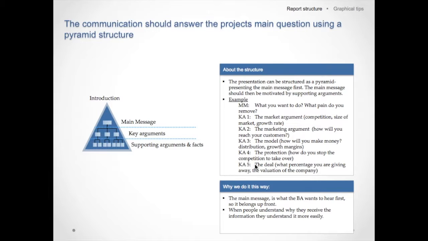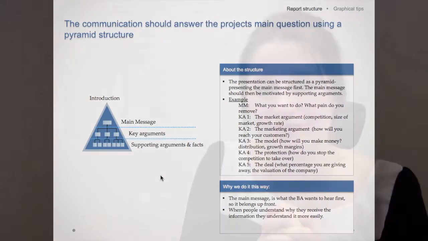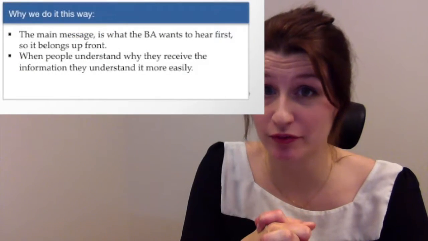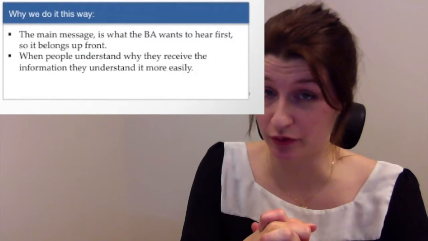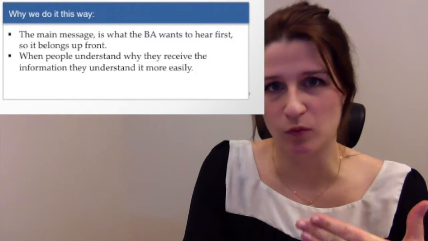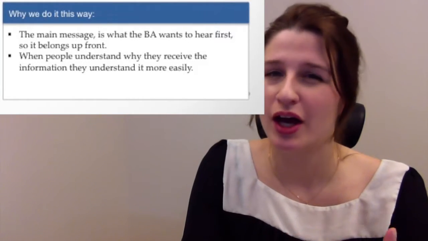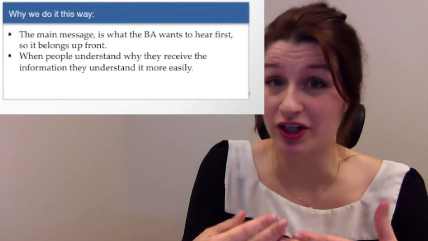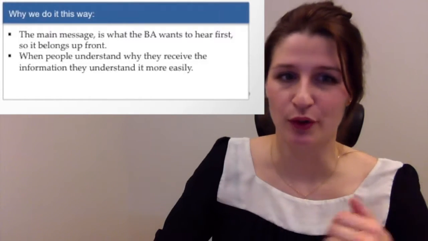And then you will have supporting arguments and facts in other slides. Some of those slides would be put into the appendix, and you will be able to use the appendix when you get specific questions. The main message would be what the business angels would like to hear first, so that they understand what the presentation will be about, and it also grabs their attention so they get interested in what's going on.